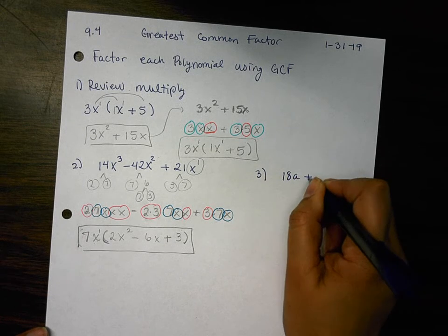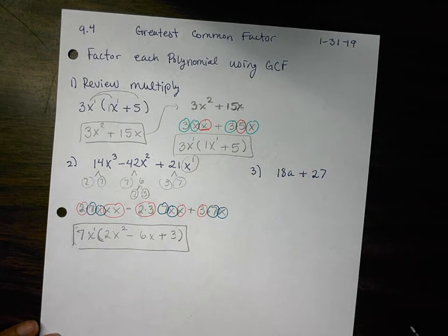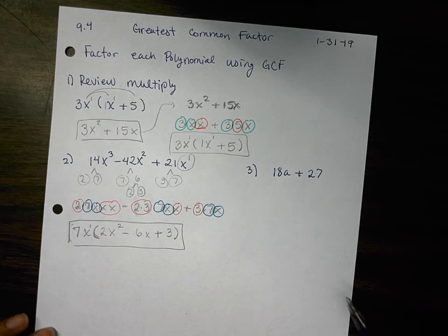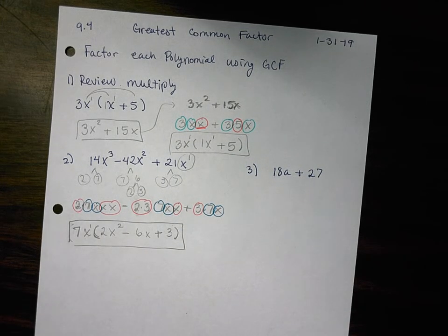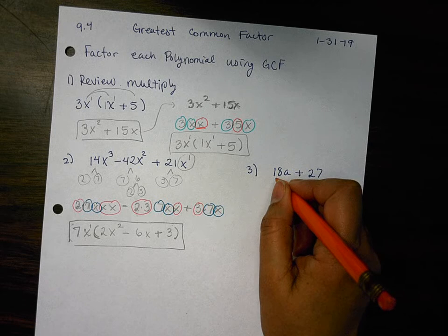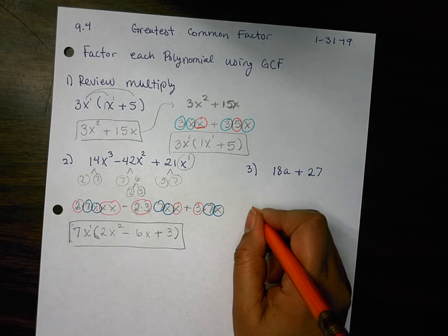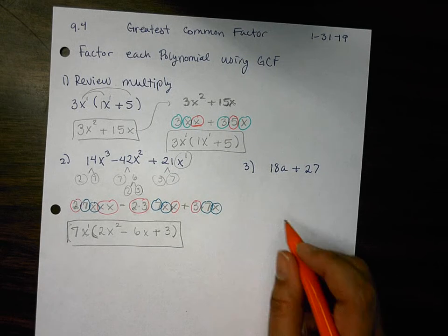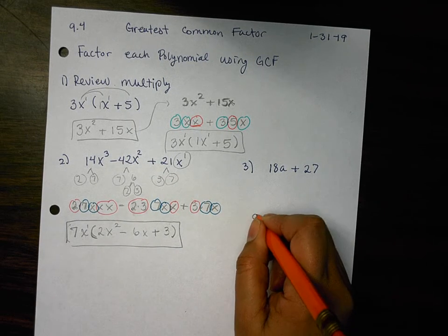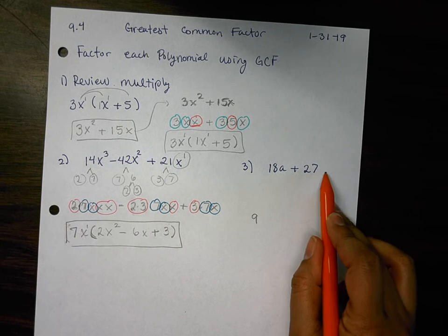18a plus 27. Now, you don't have to do the breaking down. If you can figure out what's the largest number that goes into 18 and 27. Okay, 9 or just 9a? Oh, just 9. Why just 9? Because there's not 2 a's. There's not another a here. Do you guys see that?